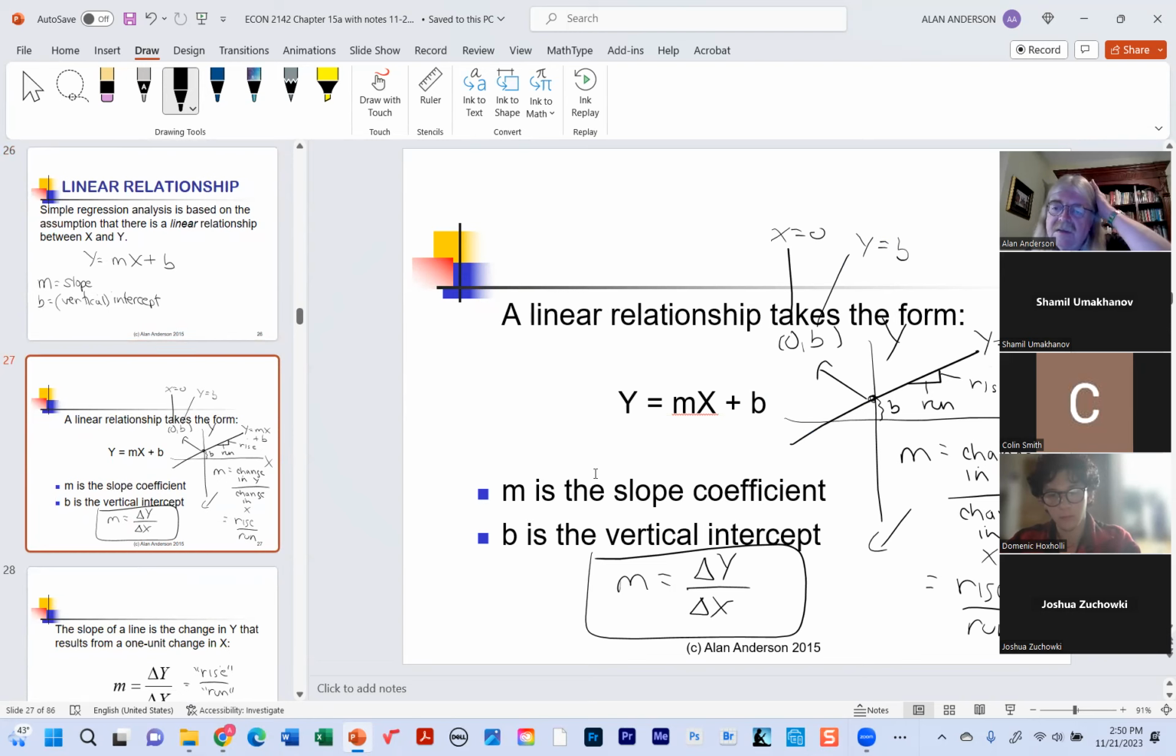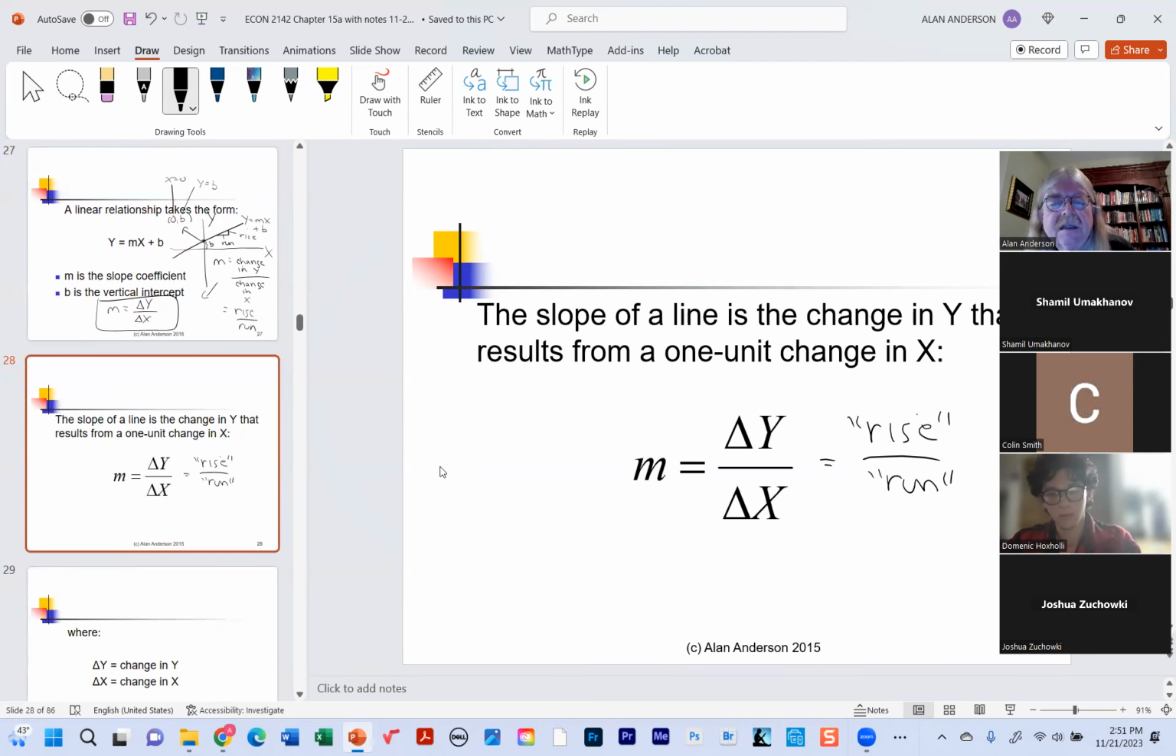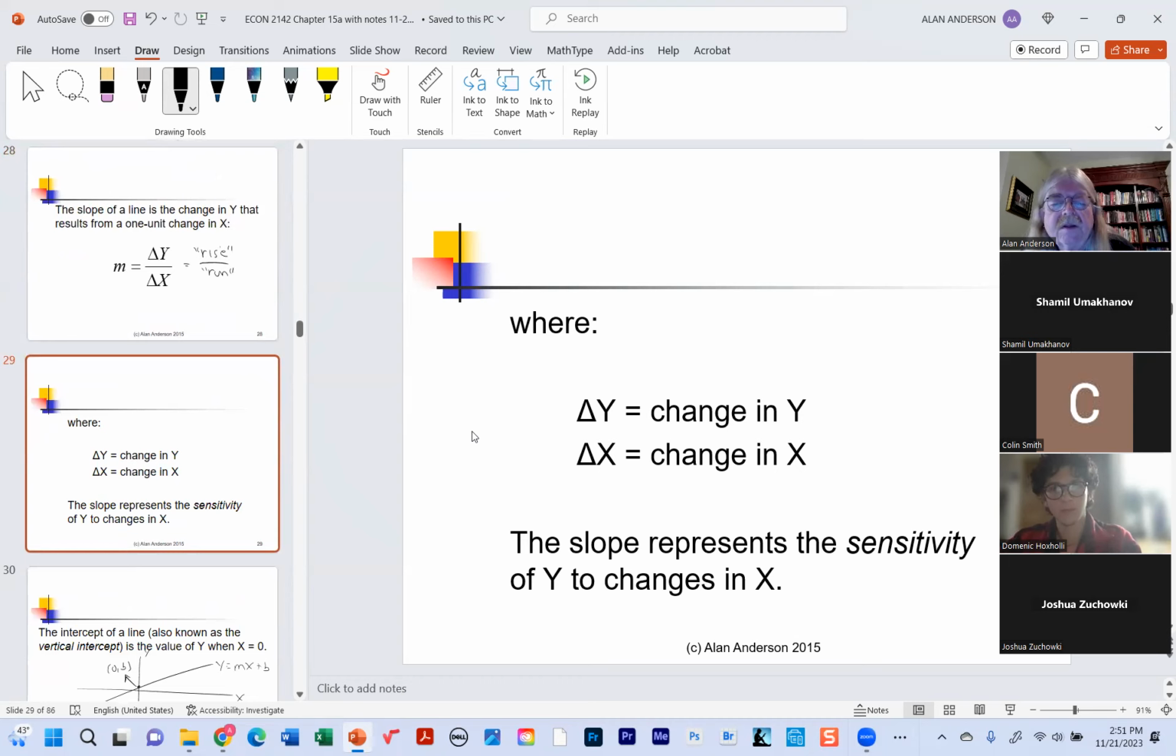And you might recall that B is, like I said before, simply the point where the line crosses the vertical axis. M is formally defined as delta Y over delta X, which means the change in Y over the change in X. Although you might have been told in high school that it's called the rise over the run. That's just a way of remembering visually what the slope looks like. So really what this is telling us is a sensitivity of Y to changes in X. That's what we need to know with regression analysis. The intercept is usually not terribly useful.